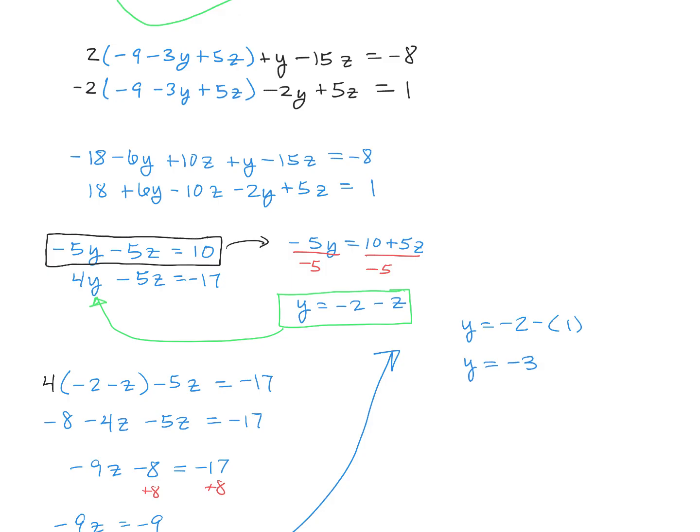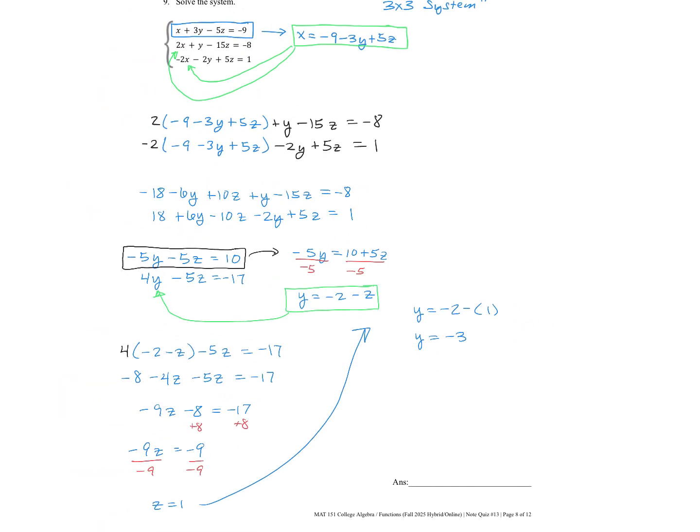I can now take that and back up to the beginning and have that value of x come from that value of y and z. So here I've got x, I've got a negative 9, I've got minus 3 times the y, which is negative 3, plus 5 times the z, which was 1. So x is negative 9 plus 9 plus 5. That makes x equal to 5.